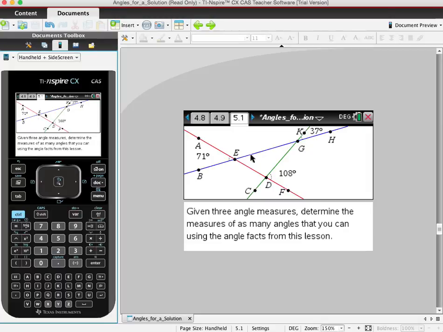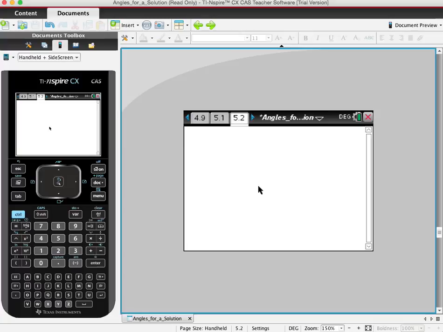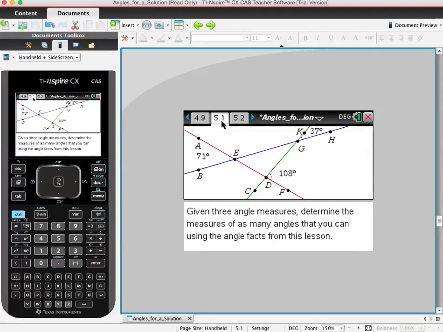So if this blue line has a measure of 180 degrees, and then we have a piece right here that is 71 degrees, we know that whatever this piece here, angle AEK, is going to add up with 71 to make 180. So if I do the control add page, I can do some quick algebra manipulation again and see that that angle measure should be 109 degrees.